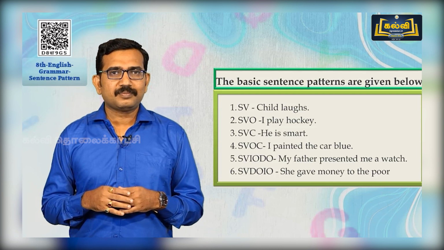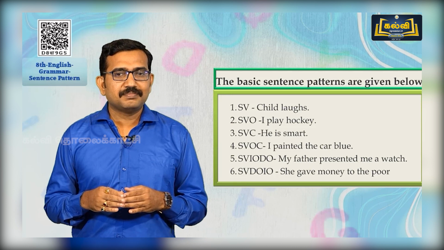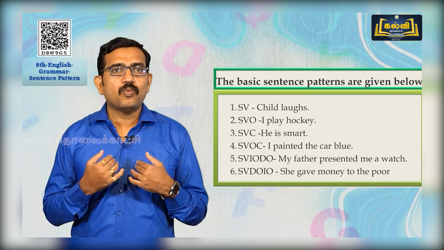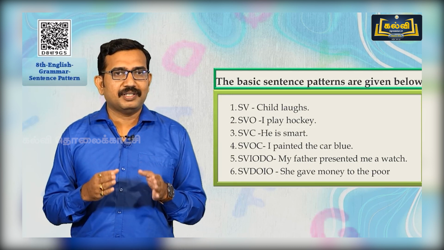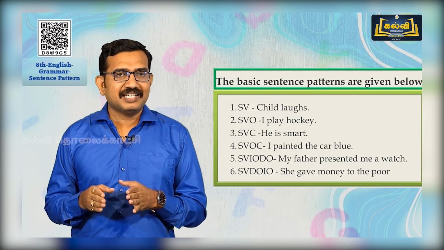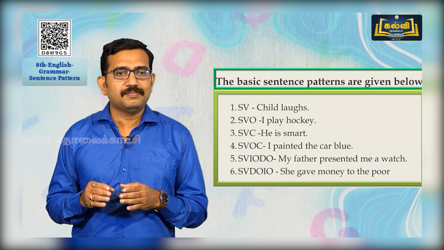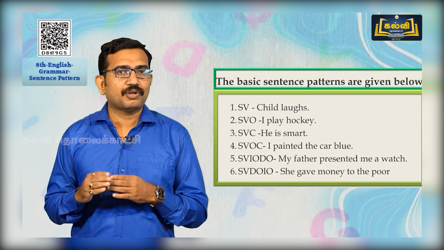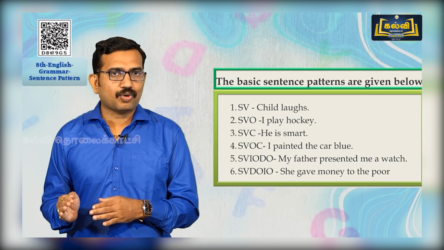Next pattern is SVIODO. My father presented me a watch. Here my father is the subject, presented is the verb, me is the indirect object, and a watch is the direct object.